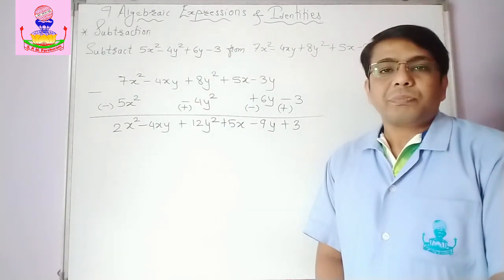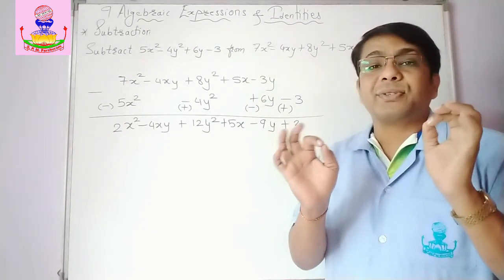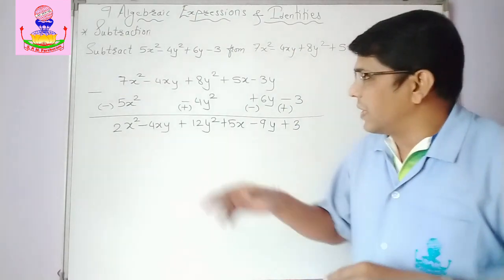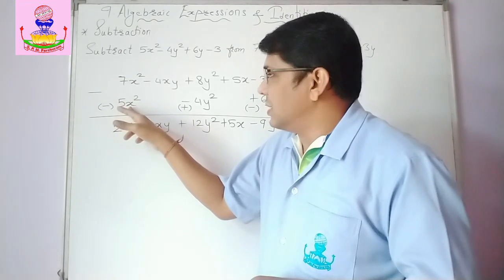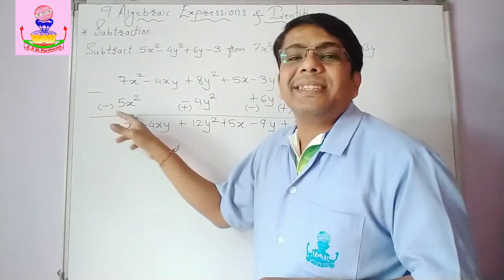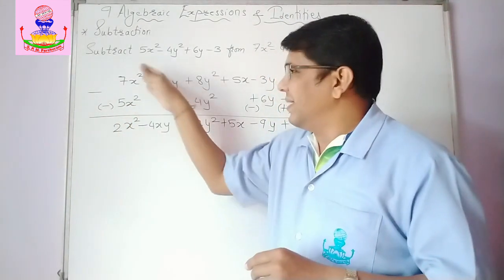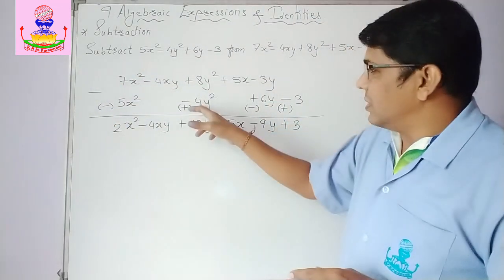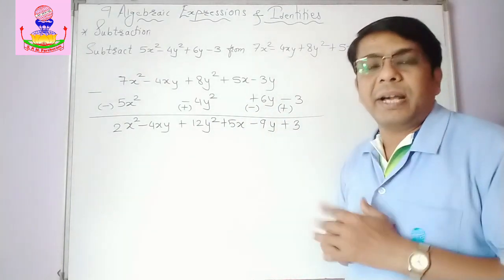Okay, now one thing I would like to tell you, subtraction means addition of the opposite. So what we have done here, this is plus 5x square. So opposite of it is minus 5x square. So we have added. That means finally we have done subtraction. Okay, same thing here. All the sign changes take place in that manner.